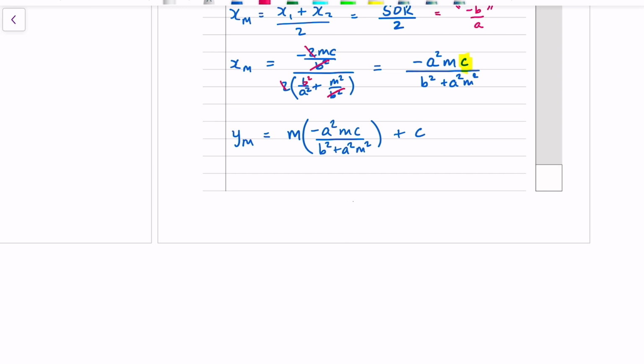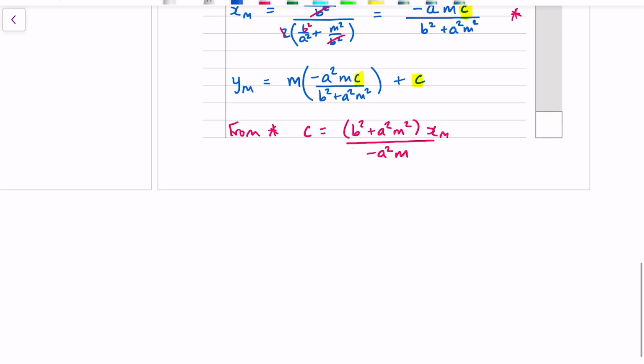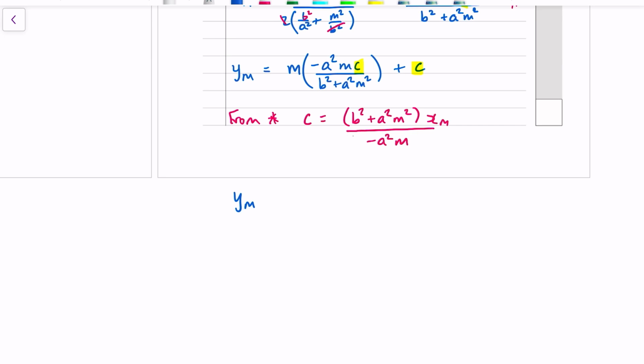So let's call this star. From star, we can tell that c equals b squared plus a squared m squared, all times xm, divided by minus a squared m. Then we can replace the c in this expression, and hopefully that turns into a straight line equation. So ym equals m times minus a squared m times this mess.